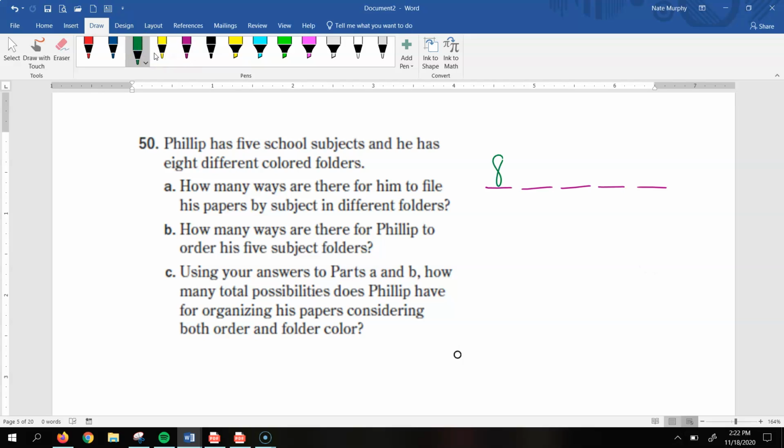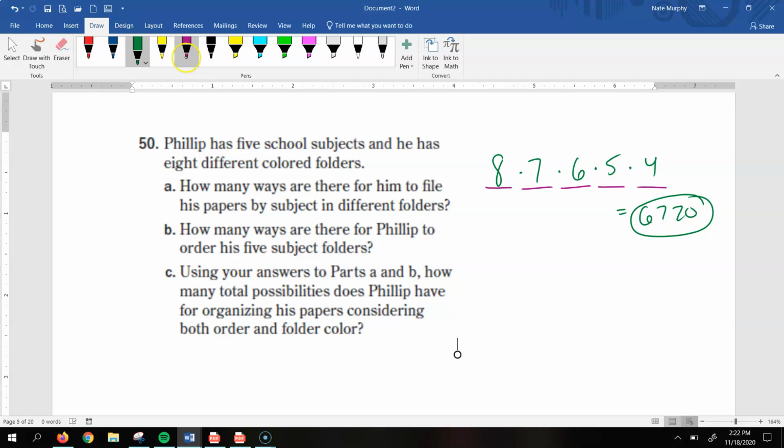Now, once you pick a color, you're not going to be able to reuse that same folder. So there are 8 different colors to choose from for his first subject, and then 7 colors for his second, then 6, then 5, then 4. So we multiply all those together. When you do that, you get 6,720 different ways for those subjects to be arranged into folders. So then in part B, it says, how many ways are there for Philip to order his 5 subject folders?